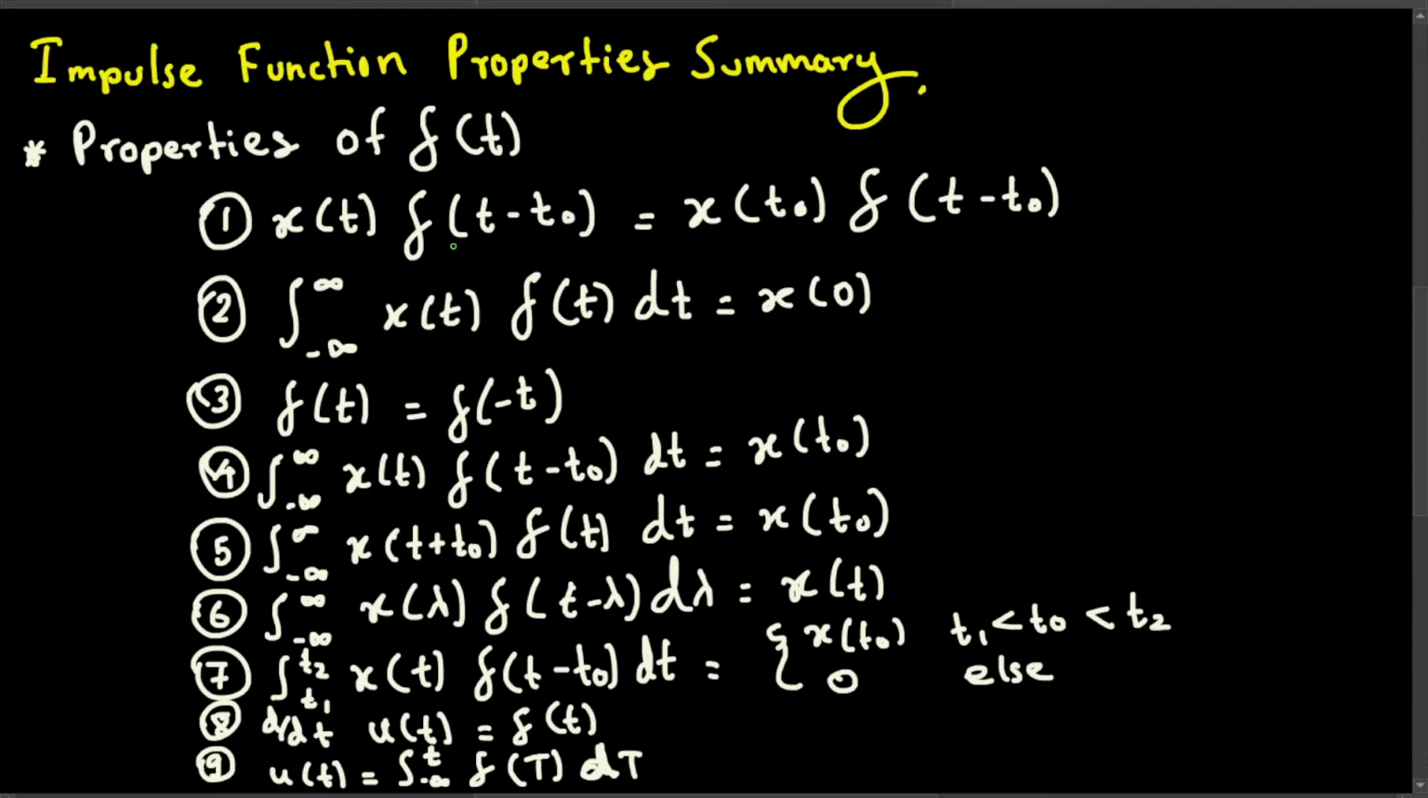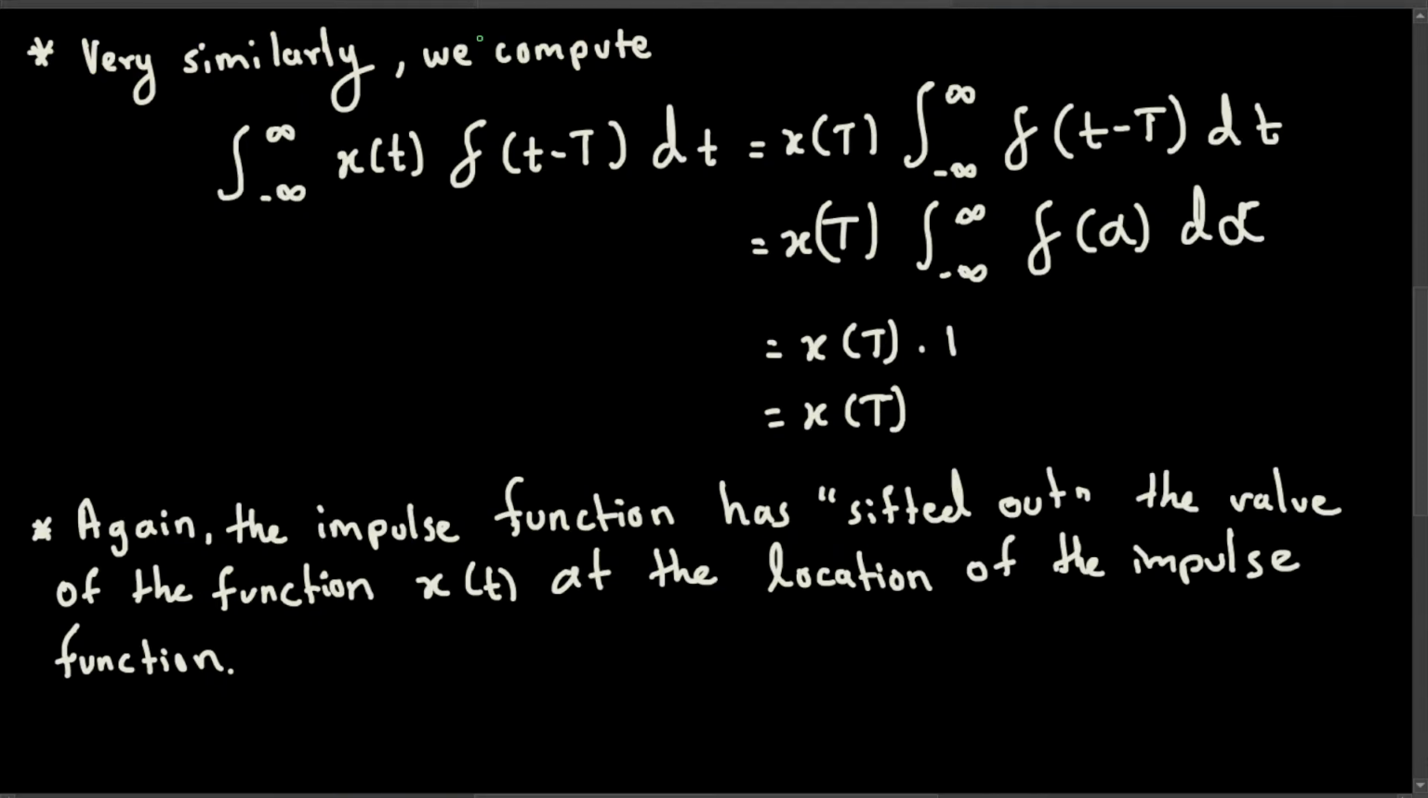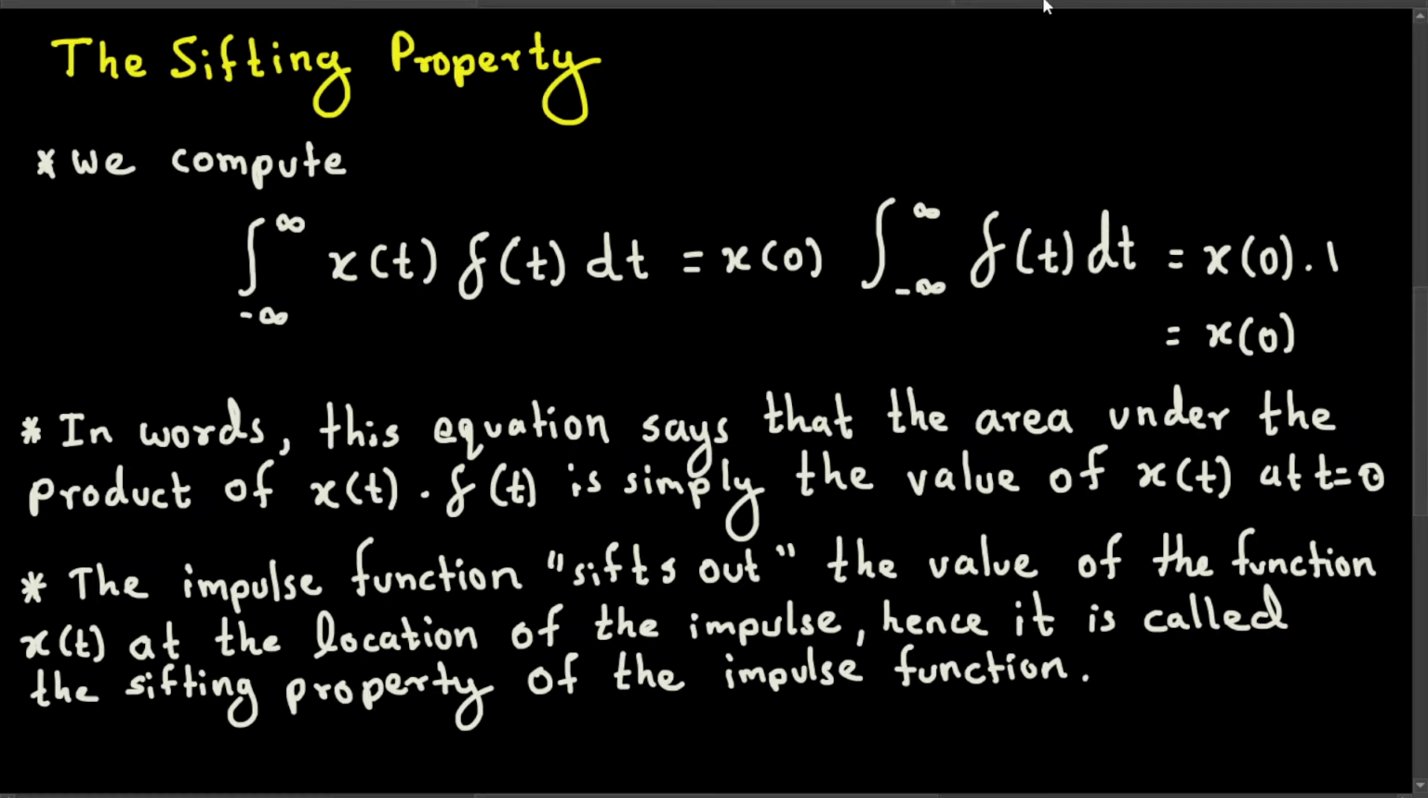And here is the impulse function properties summary, properties of delta of t. First, x of t delta of t minus t naught is equivalent to x of t naught delta of t minus t naught. You just have to look at the shift, and that's going to be the x of whatever the time value is. And then the integration from negative infinity to infinity of x of t delta of t dt. If you have no shift, that's basically x of 0, the time 0 value. You move x of 0 out, the whole integral becomes 1, and you get x of 0. That's the one we looked at over here.